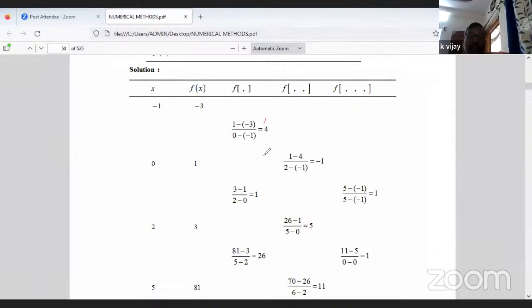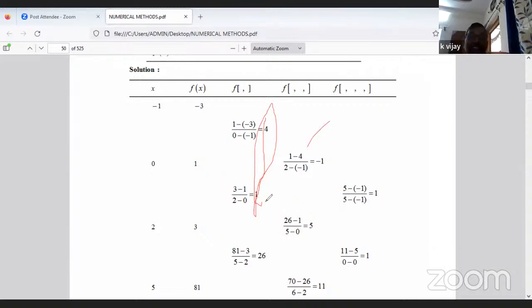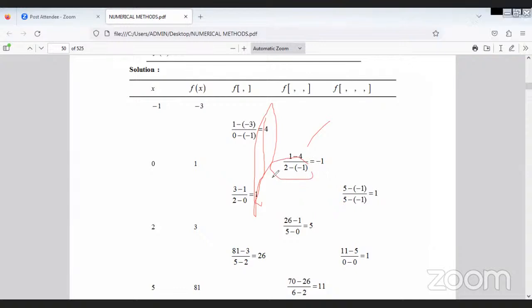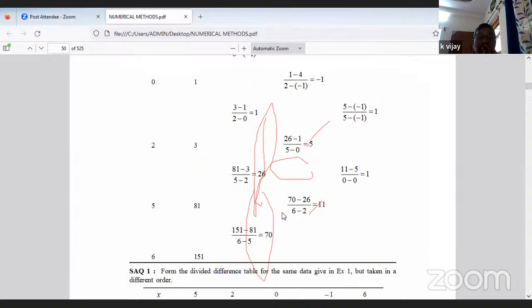In the same way I am taking here. What are these values? x comma y. 1 minus 4. Am I correct? Yes, sir. How is it 2 minus 1? Tell me anyone. How is it in the denominator? 2 minus of minus 1. So this is 26 minus 1. How is it 5? Just a minute. Then 70 minus 26. How?